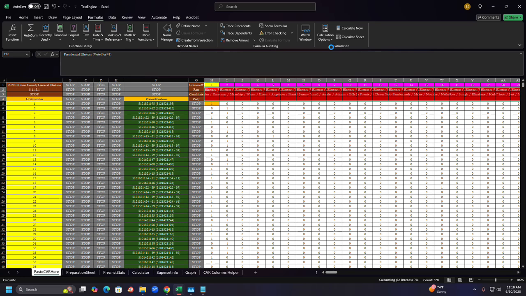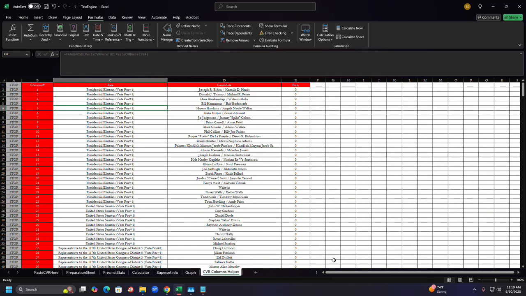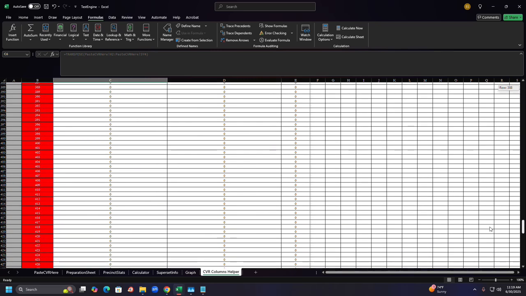Alright, so now what's going to happen here depends on what you put in the preparation sheet. So you have to figure out, this is the only part you have to do manually. You have to look at, see these column numbers here? You have to find the candidates and races that you want to look at here. So you see this thing says CVR columns helper. Whatever you put in, it will be transposed vertically.